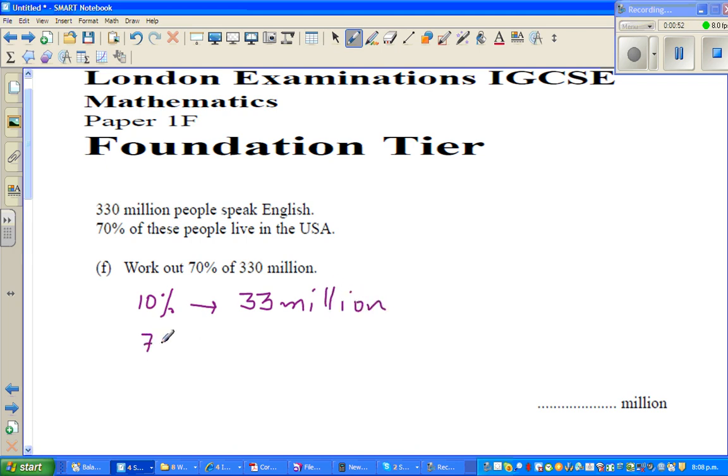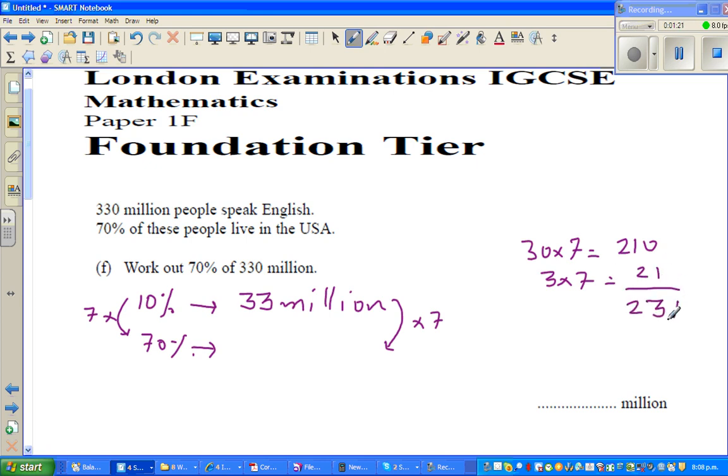So 70%, how many times is that? 70% is how many times of 10%? Well, this is 7 times. So to get the 70%, you have to multiply it by 7. If you don't want to use a calculator, 30 times 7 is 210 million, and then 3 times 7 is 21. Okay, that is 231 million. So the answer is 231.